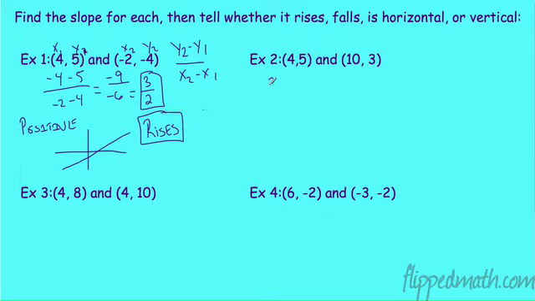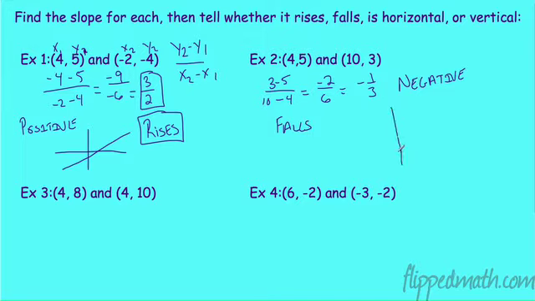y2 minus y1, 3 minus 5, over x2, 10 minus x1, 4. 3 minus 5 is negative 2, 10 minus 4 is 6, and that reduces to negative 1/3. All right, so that's a negative number, right? So we need to understand that negative is the opposite of positive. So these are all going to not rise, but fall. So this one falls. Let's take a look why. If I'm anywhere, let's say I'm right here, if I go down 1 and over 3, down 1 and over 3, it's going to look like that. It's going to fall as I go to the right. Down 1 and over 3.